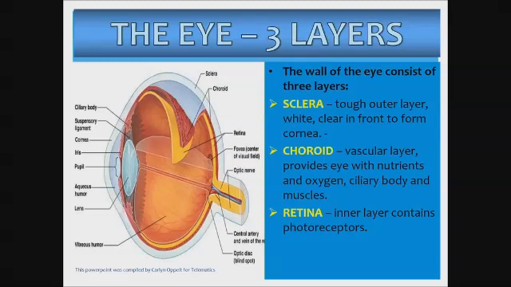And then the most inner layer, that is the retina. And that is the very important layer that contains all our photoreceptors, the receptors of sight. The retina, of course, the photoreceptors are specialized nerve cells sensitive to light. That is where the photo comes from.